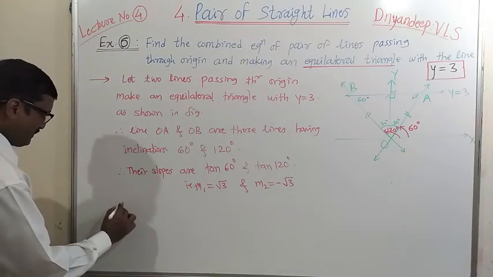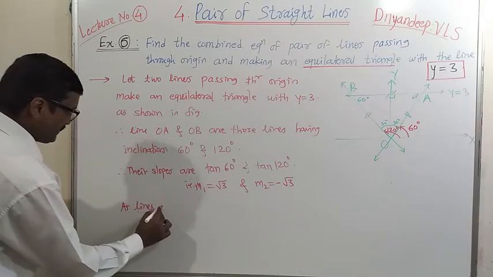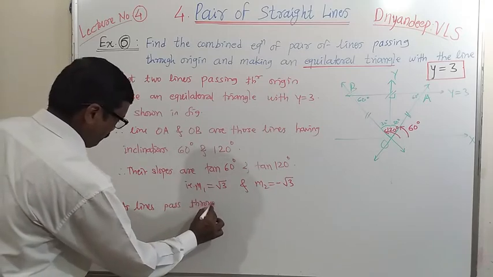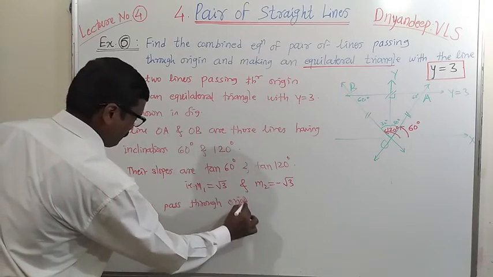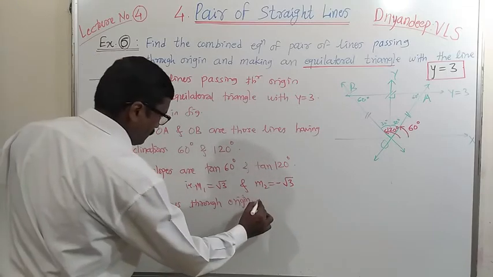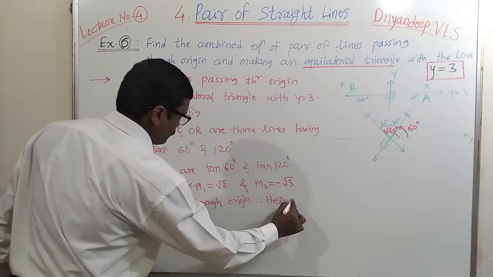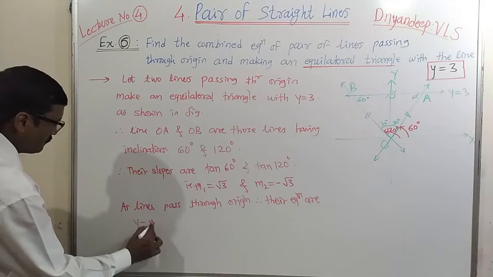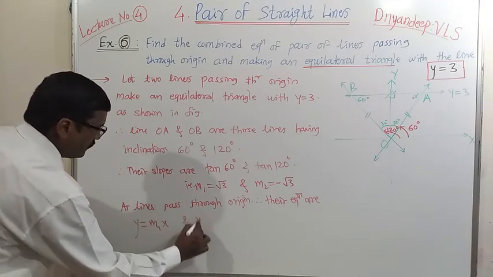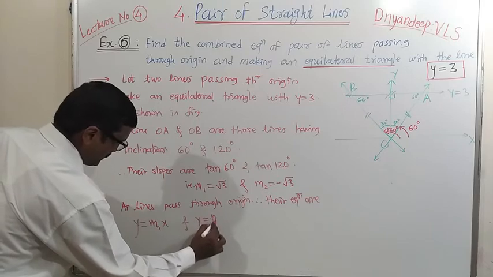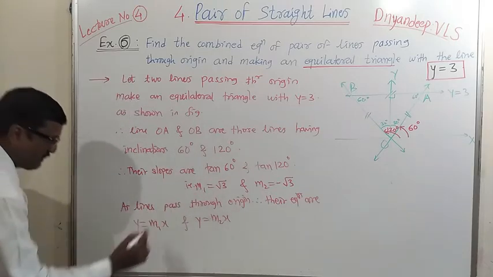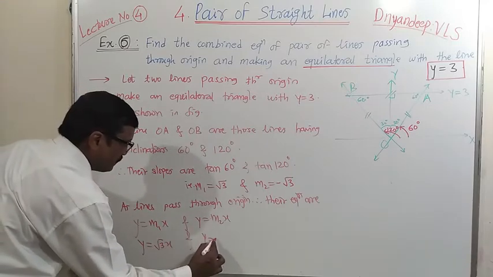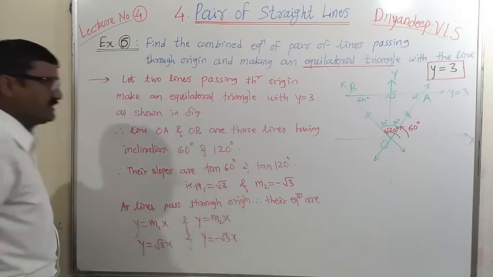But as the lines pass through origin, therefore their equations are y equal to m1x and y equal to m2x. What is m1? m1 is root 3, so the line will be y equal to root 3x, and the second line is y equal to minus root 3x.